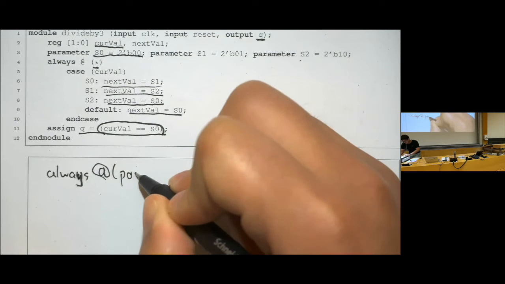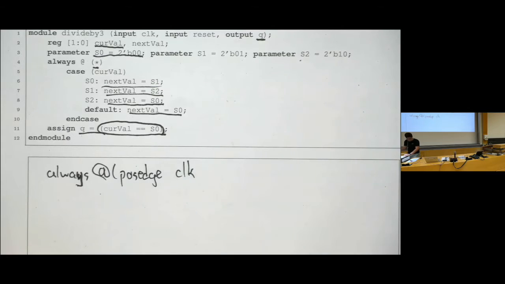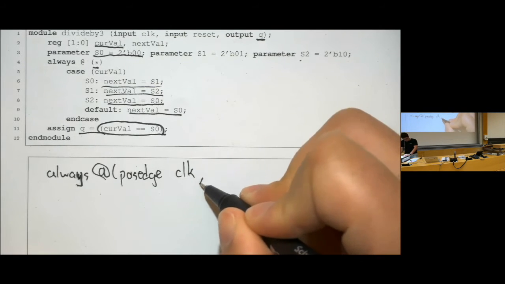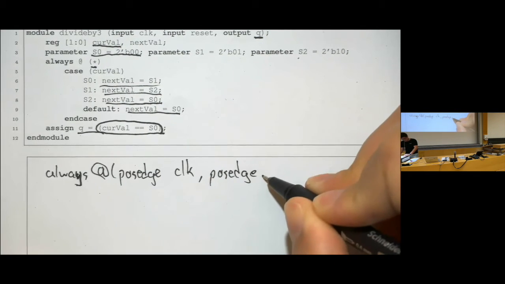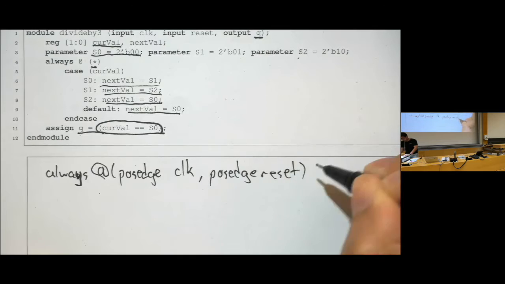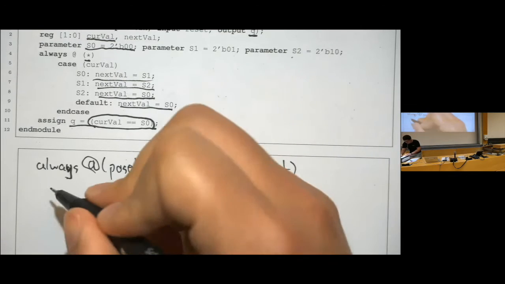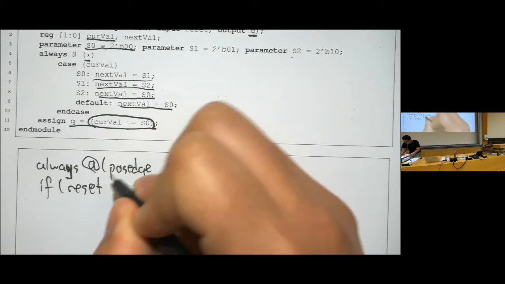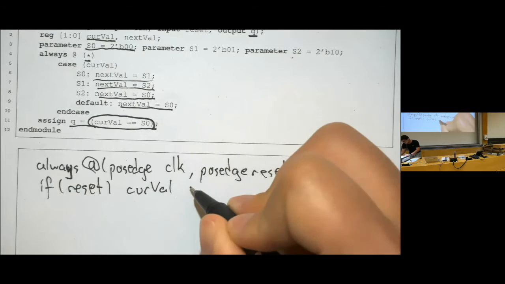Okay, so this is an always at posedge clock. We want this to be triggered with the positive edge of the clock, and a reset signal, because when the circuit is reset, we want the current value to have a valid value. And then inside here, we will have, if reset is high, we're going to assign 0 to the current value.